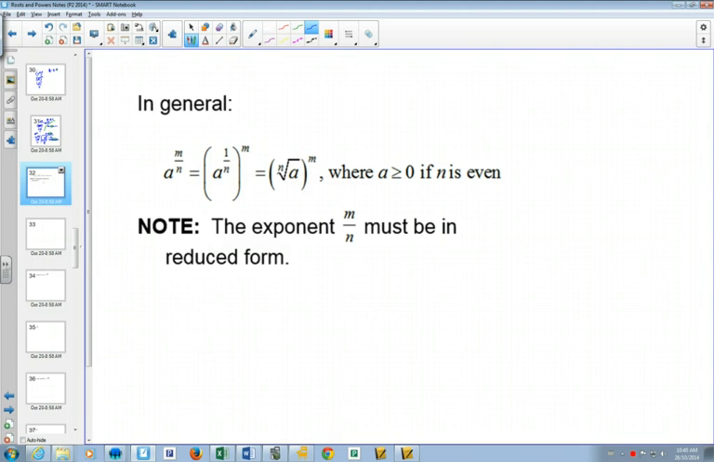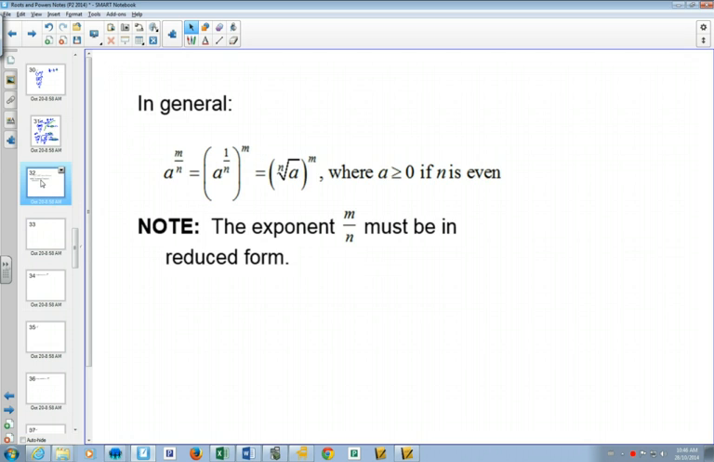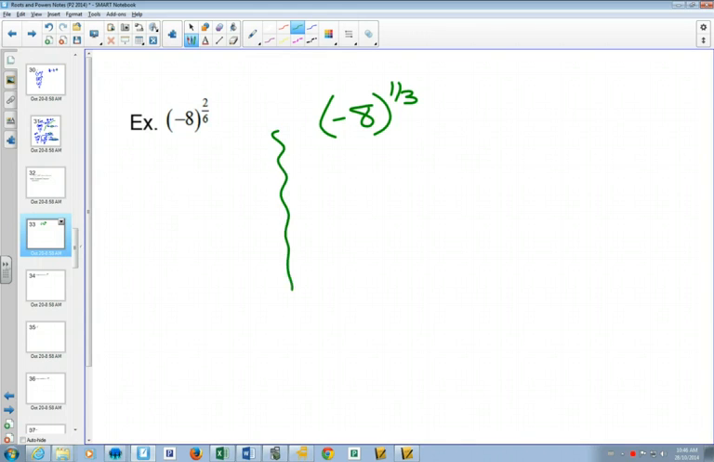Here's the general rule. Now, one of the things that was in our general rule here is that the exponent must be in reduced form. The reason for this is because we could get something like negative 8 to the 2/6. Reduced, the 2/6 would be 1/3. But if I don't reduce the 2/6 and I would have gone negative 8 to the 1/6 squared.